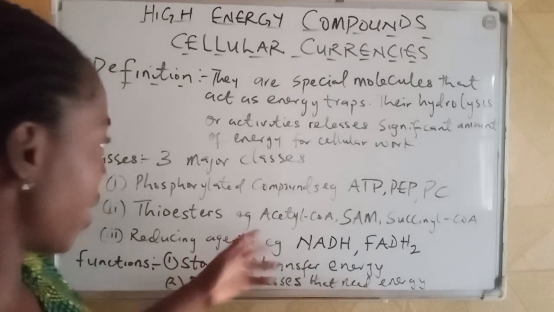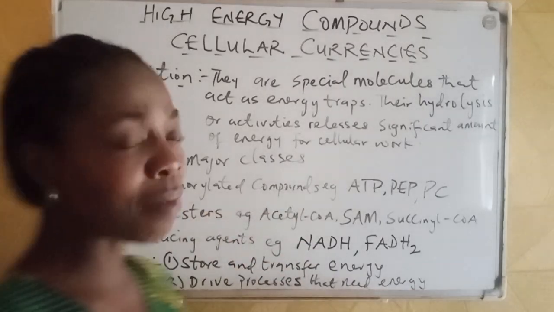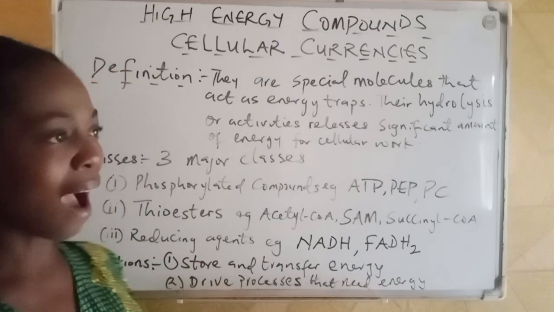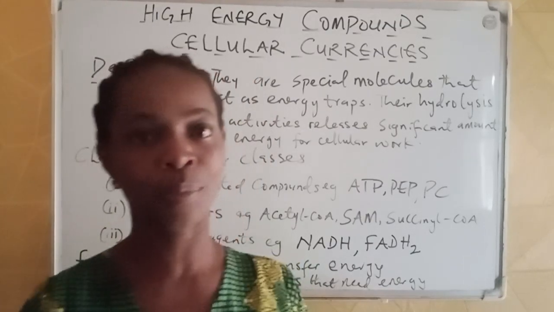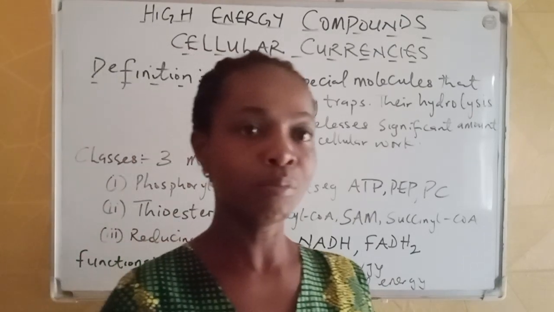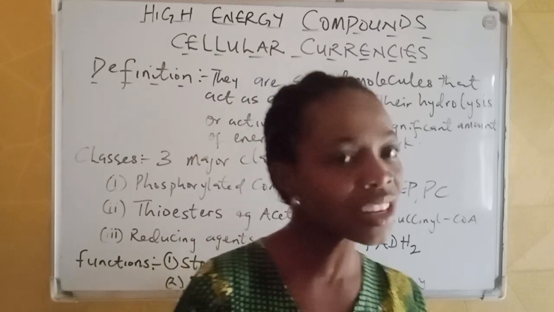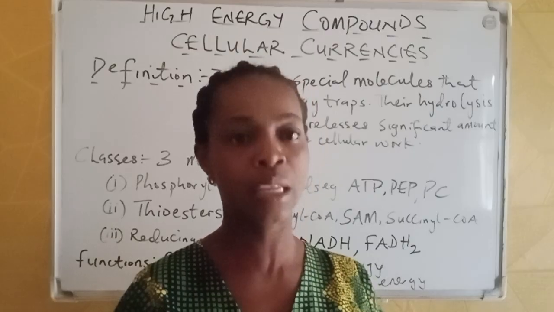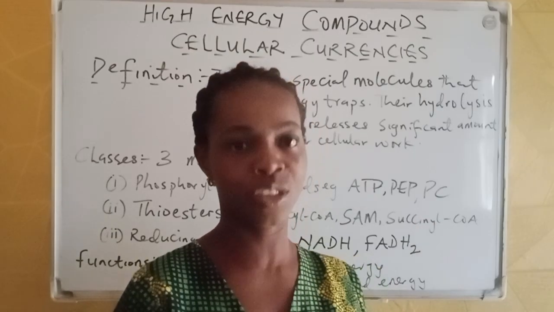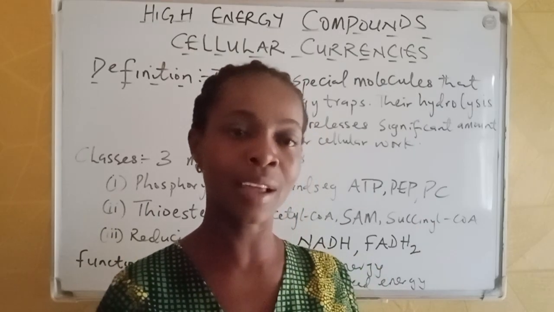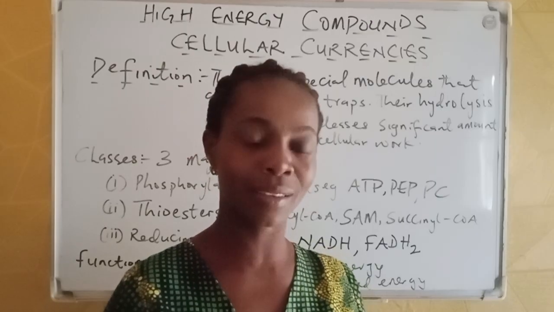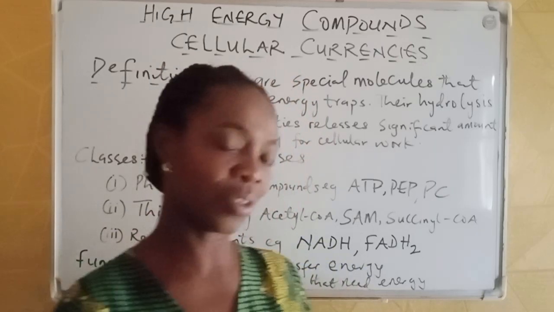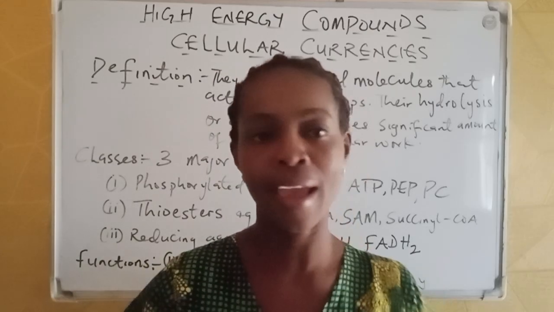Phosphorylated compounds and thioesters are popular as high energy compounds because of the high instability of their bonds. These bonds breaking up release a large amount of energy, which scientifically we say they have a large negative Gibbs free energy change during their lysis, which means their breakdown is very favorable energetically and produces a large amount of energy.